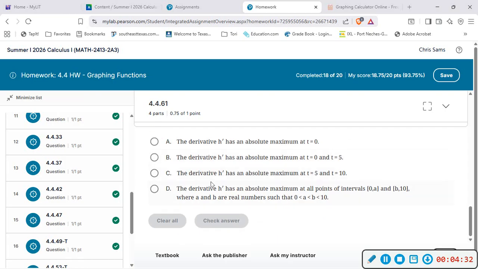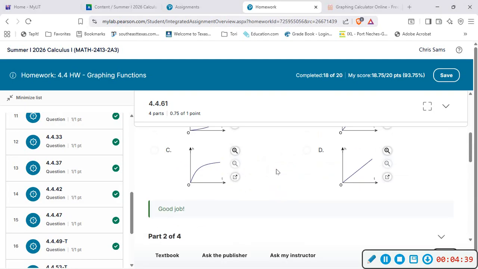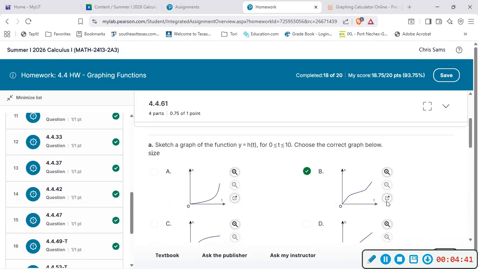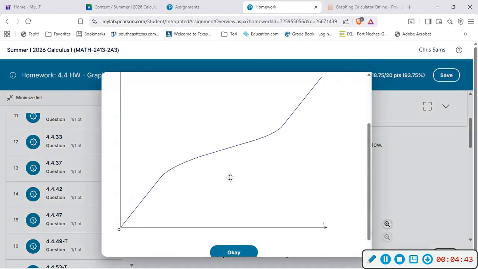Nothing with 0, I would believe. Derivative has an absolute maximum at 5 and 10. Have to look at that. Where is 5 happening? You can't even tell. About halfway. Wouldn't say that.